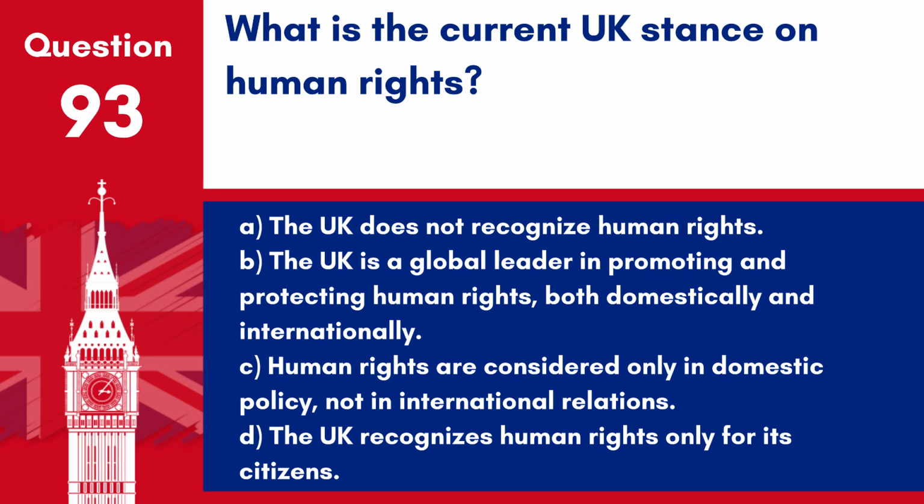Question 93. What is the current UK stance on human rights? A. The UK does not recognise human rights. B. The UK is a global leader in promoting and protecting human rights, both domestically and internationally. C. Human rights are considered only in domestic policy, not in international relations. D. The UK recognises human rights only for its citizens.